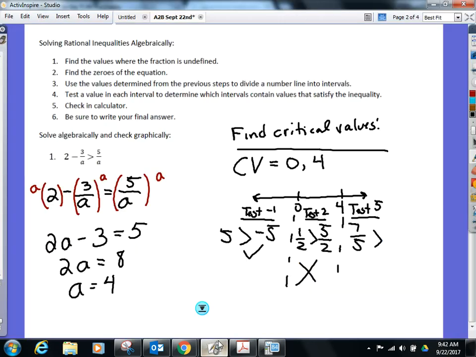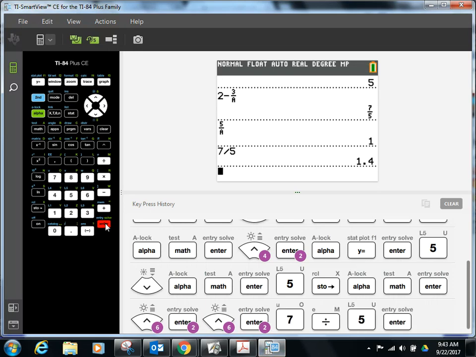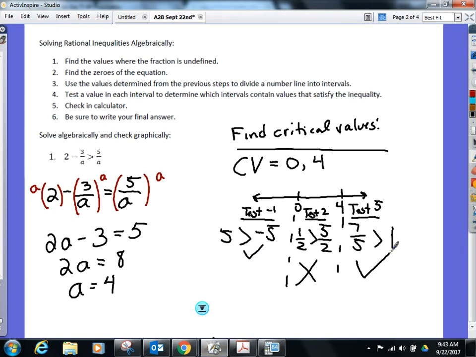One. True statement? Seven halves is bigger than 1, correct? Dude, hey, I know we can laugh about this, but in all seriousness, just do 7/2. Or 7 over 5, 1.4. That's bigger than 1. So that will be part of our solution as well.